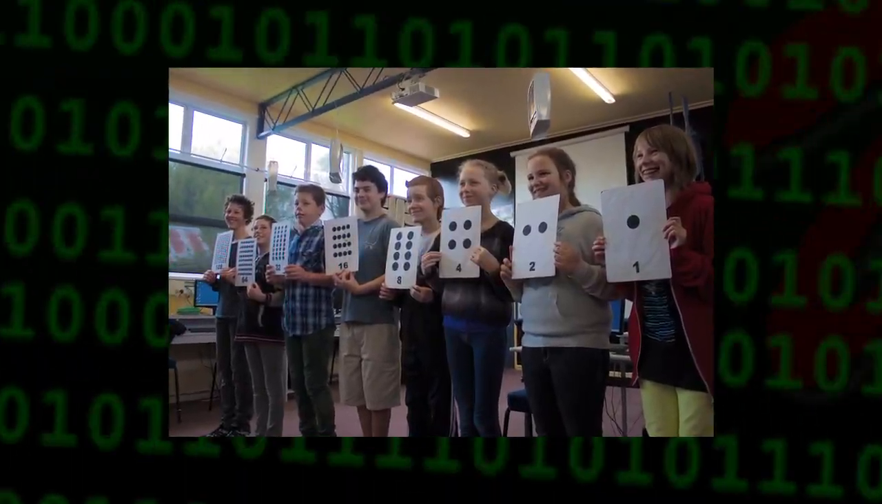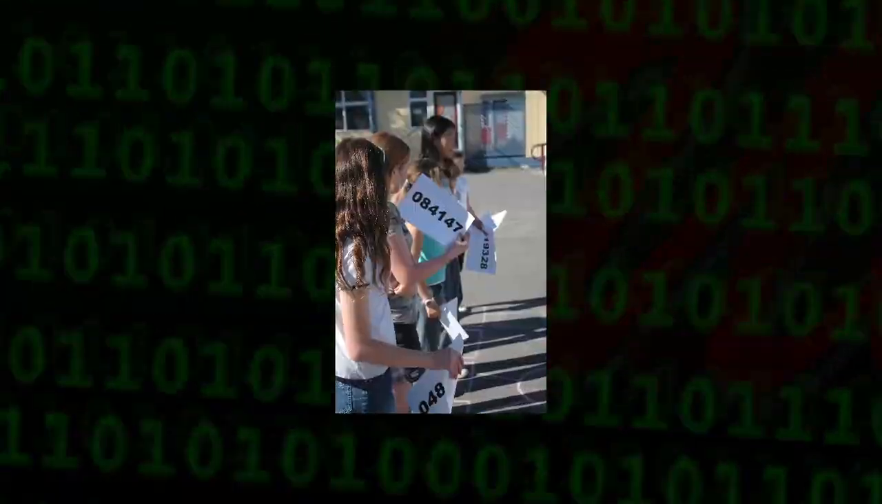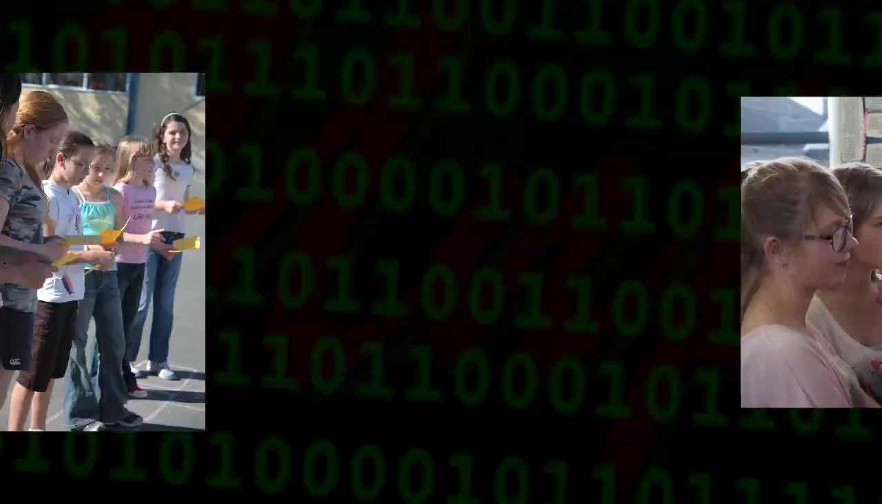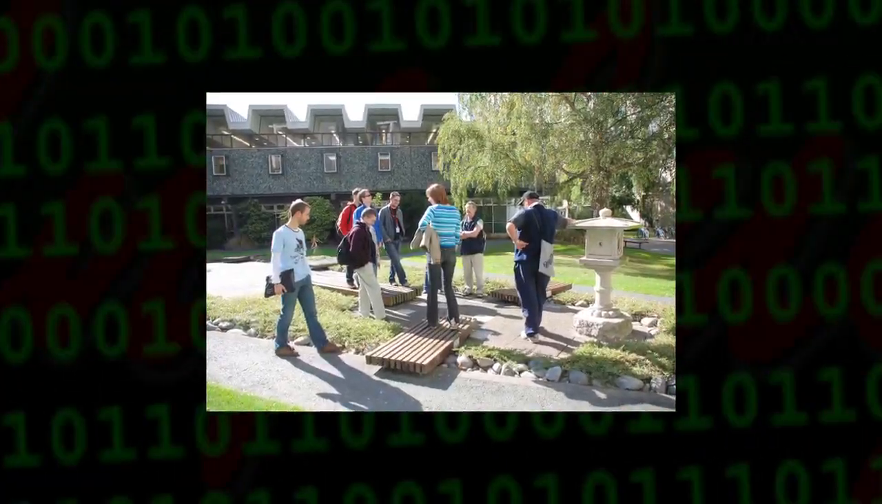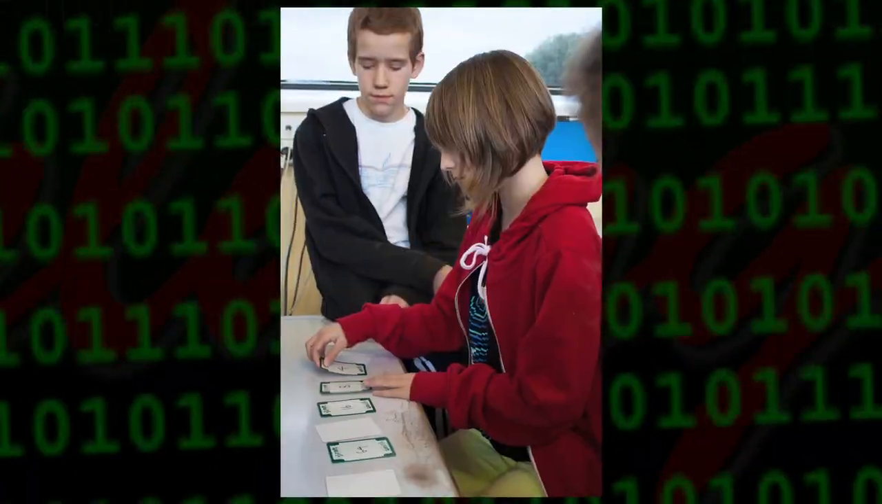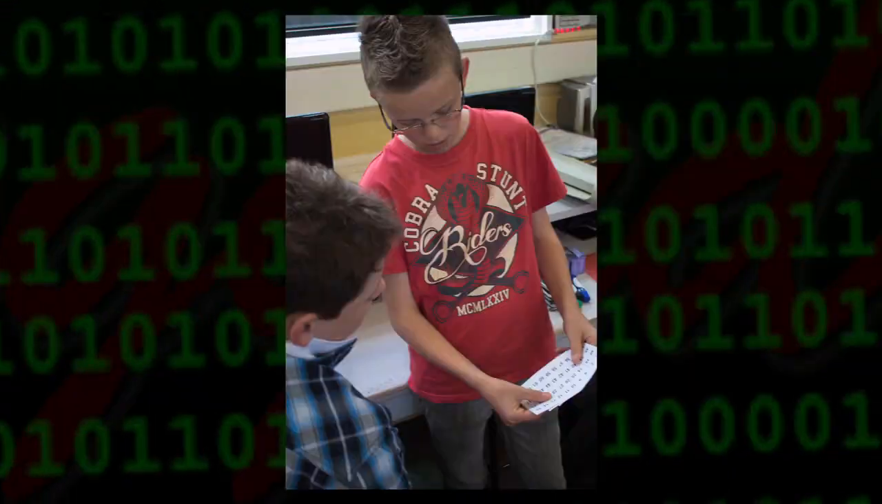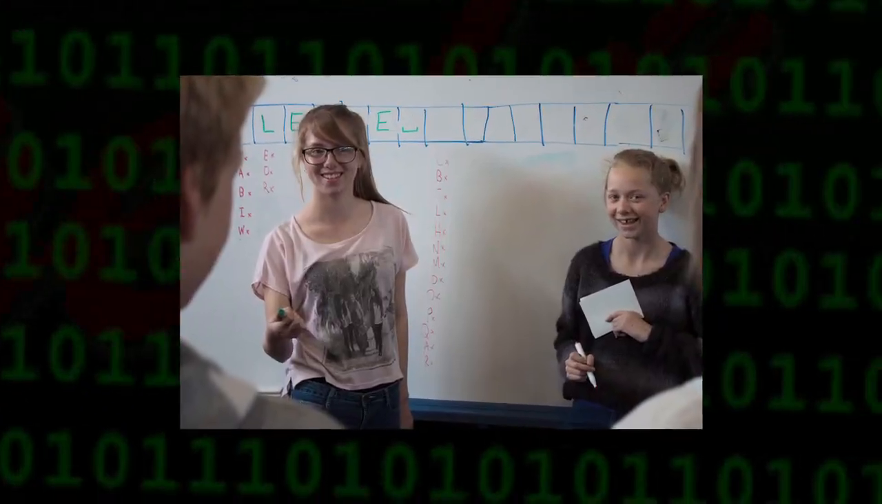Computer Science Unplugged is a free collection of activities that expose students to ideas from computer science without using computers. This removes the barrier of having to learn to program or even own a computer before you can find out if computer science is your thing.